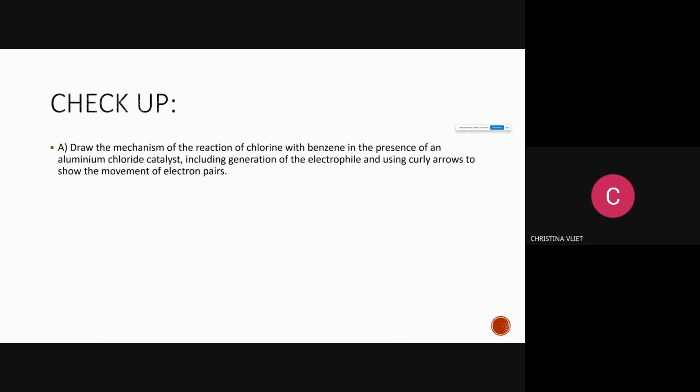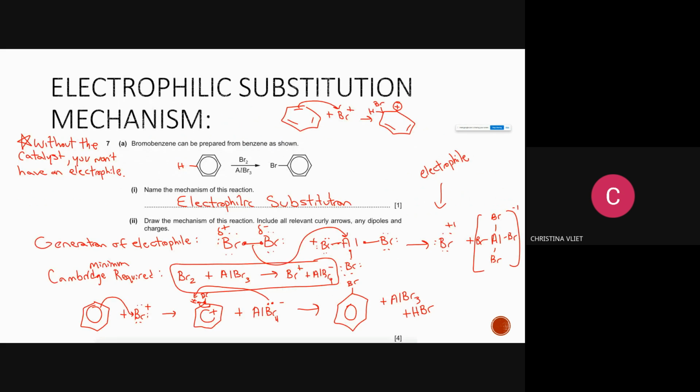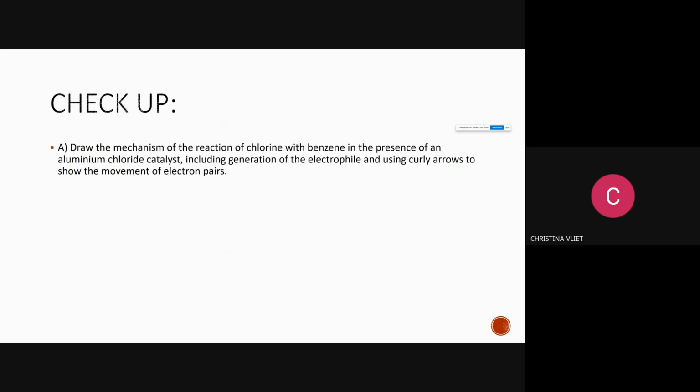All right, let's try this mechanism one more time from scratch with chlorination. Draw the mechanism of the reaction of chlorine with benzene in the presence of the aluminum chloride catalyst, including generation of the electrophile. Use curly arrows. So, first step, generation of the electrophile. This time, let's give the Cambridge bare minimum for the marks.